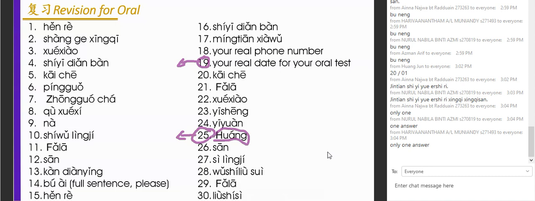Okay. Then the last one. 现在你认识多少个汉字？64. What's the meaning?